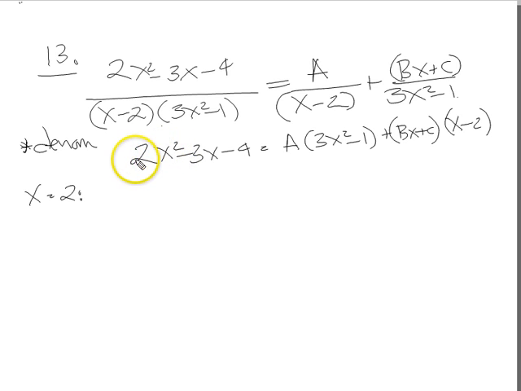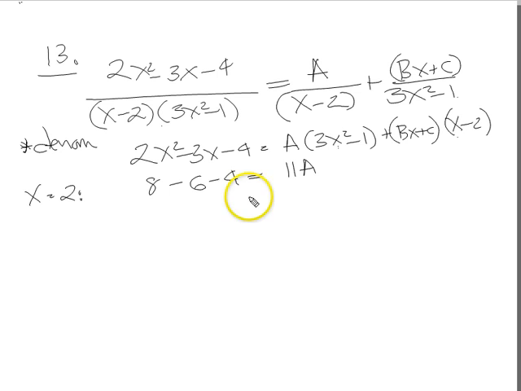2 squared is 4. 2 4s are 8. Minus 3 times 2 is minus 6. 8 minus 6 minus 4, 8 minus 10, in other words, is minus 2. Well, let me write it down. We've got 8 minus 6 minus 4. And then put 2 in here, so you get 4, 2 squared is 4. 3 4s are 12. 12 minus 1 is 11. You get 11A. And then when we put 2 in here, this will all go.